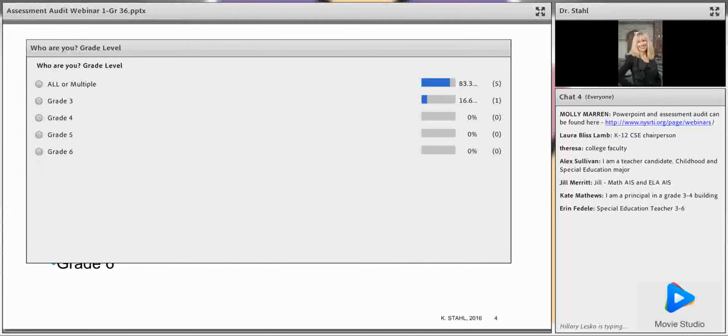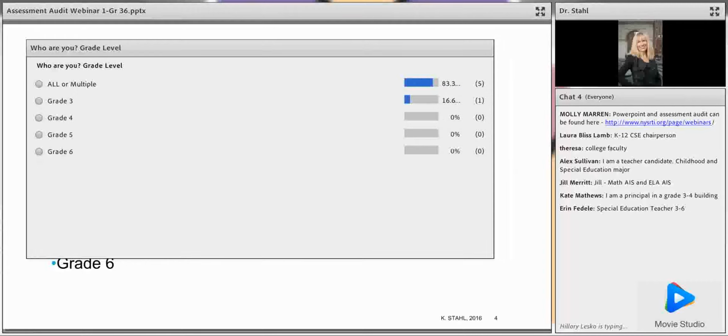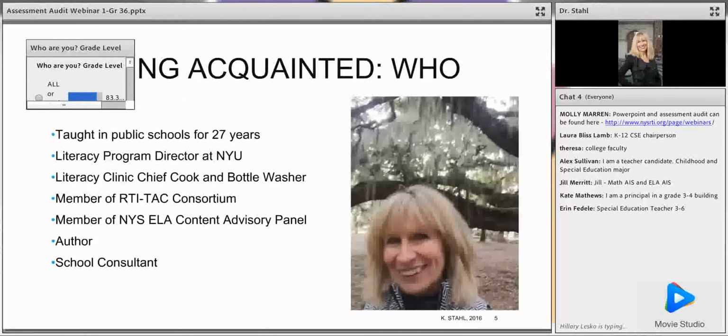So I'm really delighted to see so many district people and people who work with all of the grade levels. So this is very helpful. Thank you so much. And it also helps me to know that I'm not talking into a dark hole, to see that you're out there and you're with me in this presentation. So that's very helpful. Thank you. So we'll go to the next slide now.